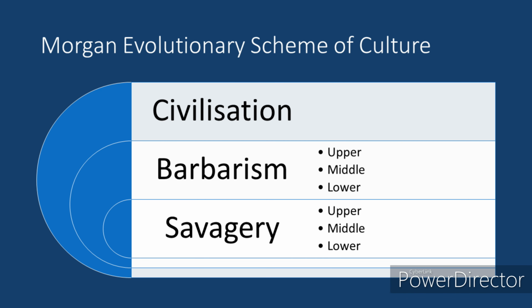Coming to Morgan's evolutionary scheme of culture, he proposed that culture and society evolve from savagery to barbarism and barbarism to civilization. Again, he subcategorized savagery and barbarism into three each. One is lower savagery, middle savagery, and upper savagery. Lower barbarism, middle barbarism, and upper barbarism. We'll discuss this in the next slide.